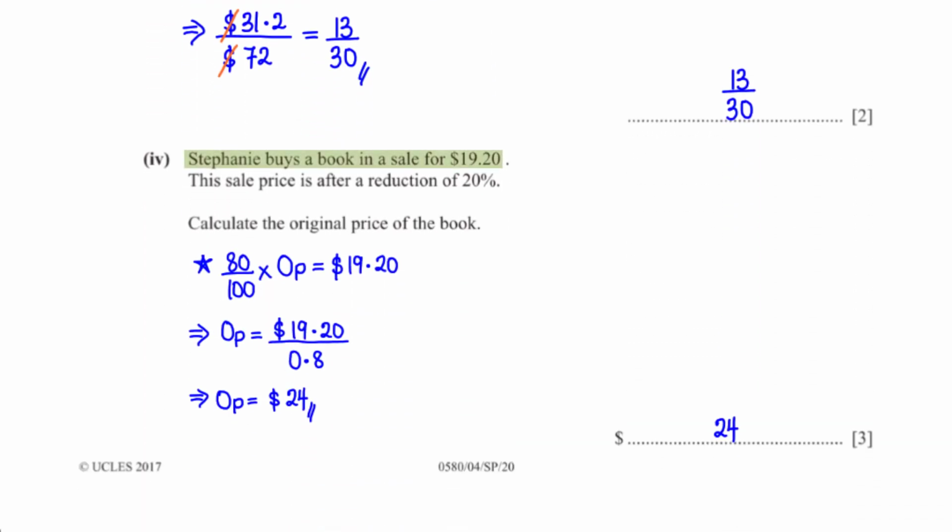Stephanie buys a book in a sale for $19.20. This sale price is after a reduction of 20%. Calculate the original price of the book. Since $19.20 is a reduction of 20% on the original price, we have 80% of the original price equals $19.20. When we make OP the subject, this is what we get. When we type this into the calculator, we get the original price as $24.